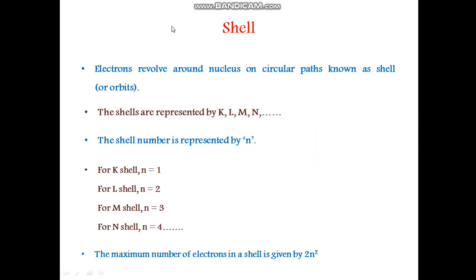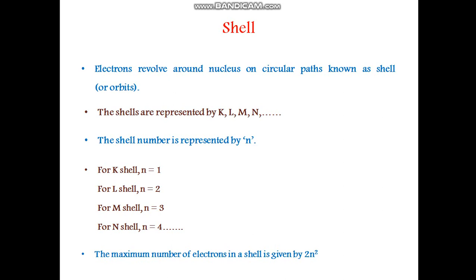Now, regarding the shells, as we have already told, electrons revolve around the nucleus in circular paths known as shells. The shells are represented by K, L, M and so on by capital letters. The shell number is represented by the symbol small n. For K shell, which is the first orbit or first shell, n is equal to 1. For L shell, n is equal to 2. For M, n is equal to 3. For N shell, n is equal to 4. And so on.